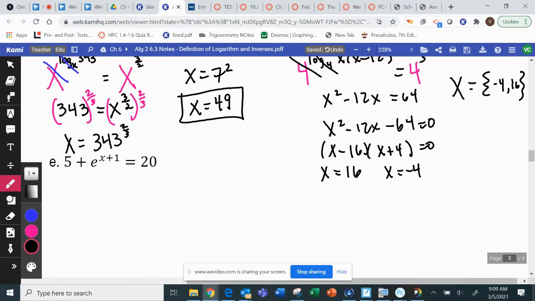Okay, so question E has an E in it. Question E, we have to get x by itself. We want to figure out what's the furthest thing away from that x. What should I get rid of first? Omar. Yeah, let's subtract the 5. So now I have e to the x plus 1 equals 15. What's the next thing we need to cancel out?